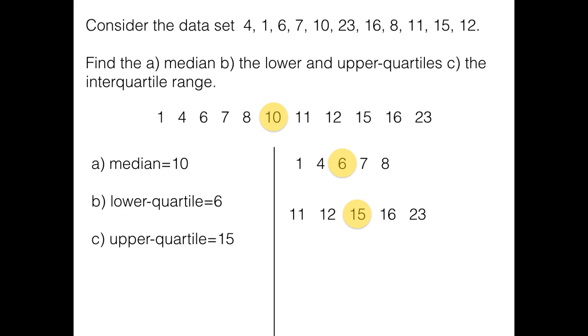Now the interquartile range is the upper take away the lower, so you take 15 and you take away 6, and that gives you 9, and that's the interquartile range. Now that's nice and neat because we've got 11 numbers. What happens if we were to have 12 numbers? So let's look at another example.